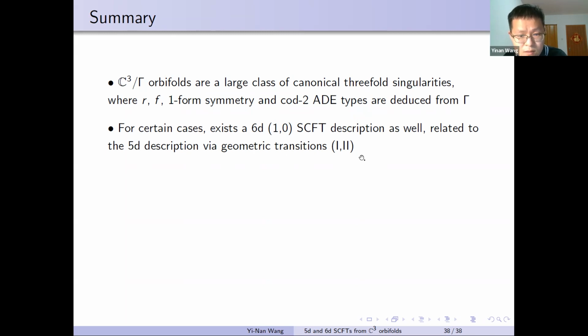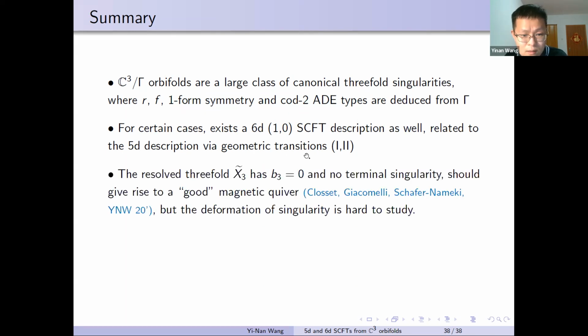And in the future, there are a few important things. The first one is that from the 3D McKay correspondence, in all of the cases, the resolved Calabi-Yau threefold has b3 equal to 0 and no terminal singularity. Now, following a recent conjecture by Cyril, Simone, Sakura, and me, this should give rise to a so-called good magnetic quiver in the Higgs branch description.